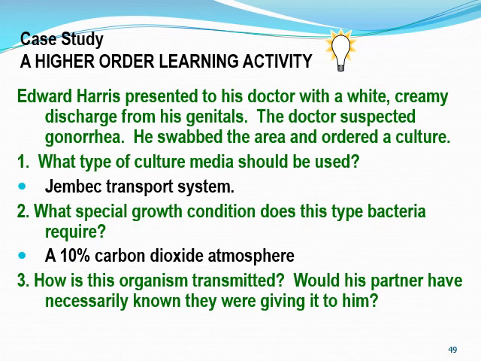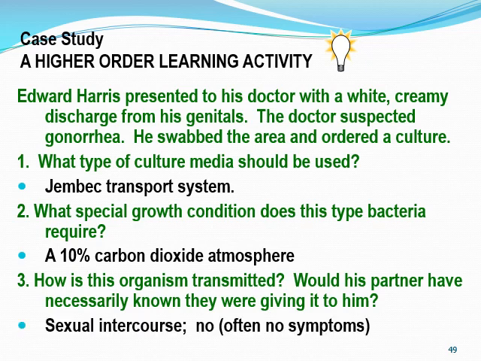So how is this organism transmitted? Would his partner have necessarily known they were giving it to him? No. Often people have no symptoms. And if you saw on that earlier slide, 1 in every 4 people at some time during their lifetime is going to have a sexually transmitted disease.